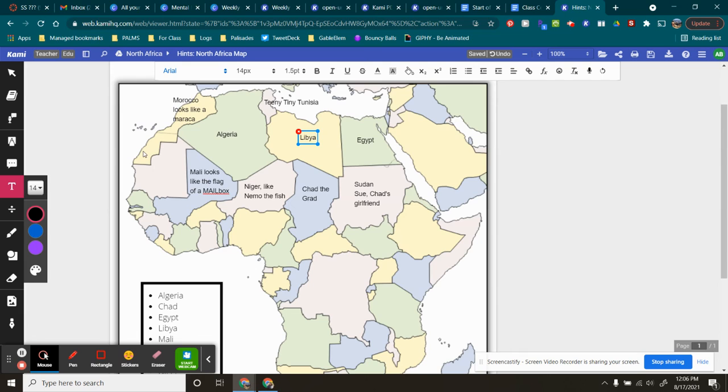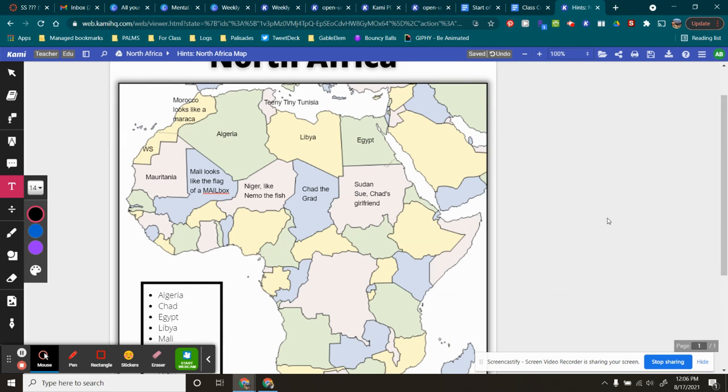So then we're left with two, right? Mauritania and Western Sahara. Well, so that's easy. Western Sahara is the one farthest to the west. Okay. And you've got one left. So that has to be Mauritania.